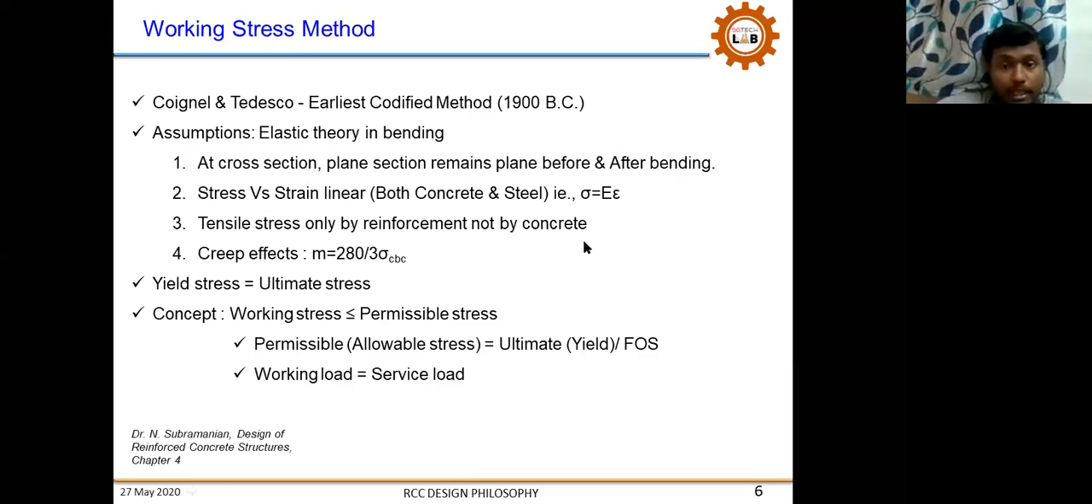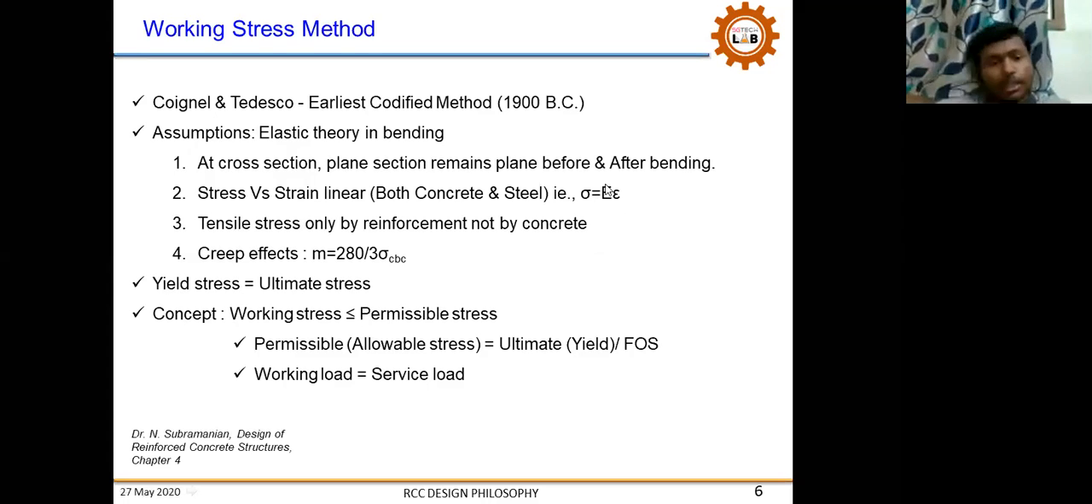Next, they considered both materials, because they don't want to get into too many assumptions and problems. So they took concrete and steel both as having a linear property, that is, stress is directly proportional to strain. So there comes the proportionality constant, Young's modulus E. Then it should act monolithically, right? But in reality, it doesn't behave like that.